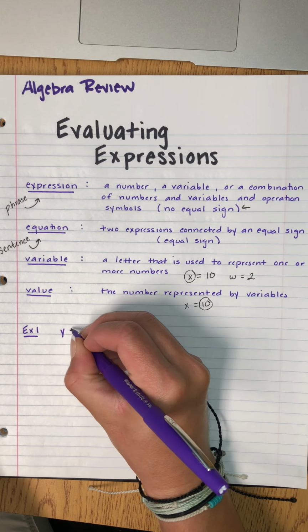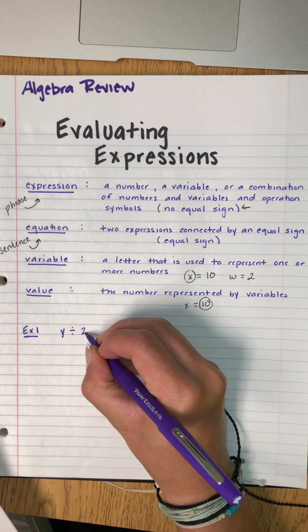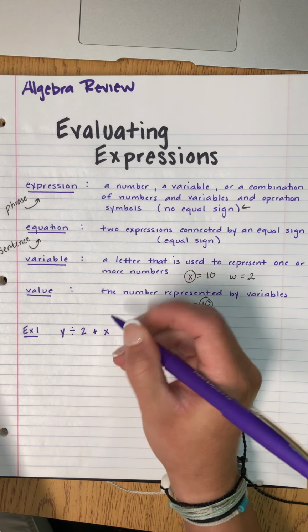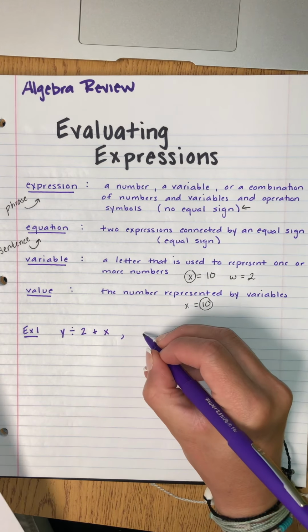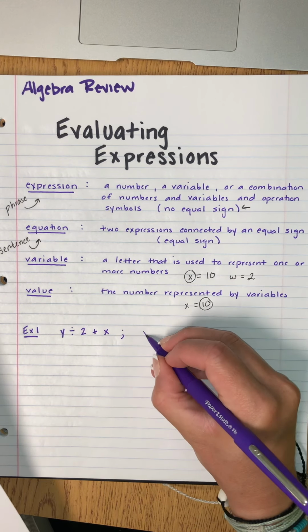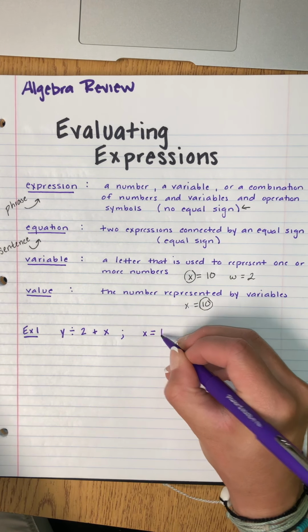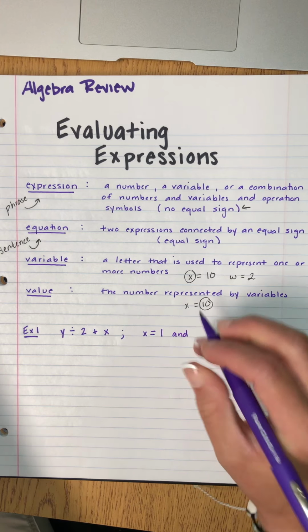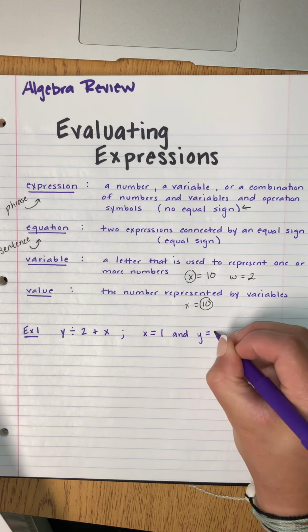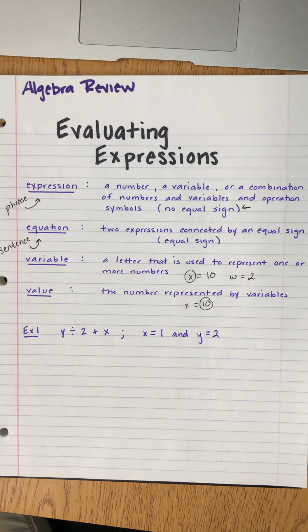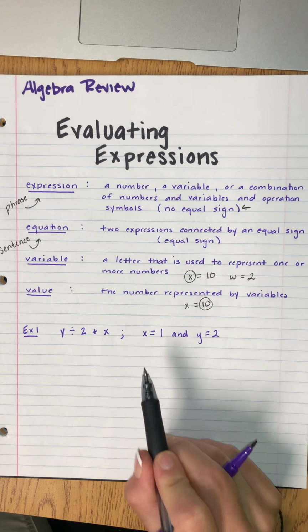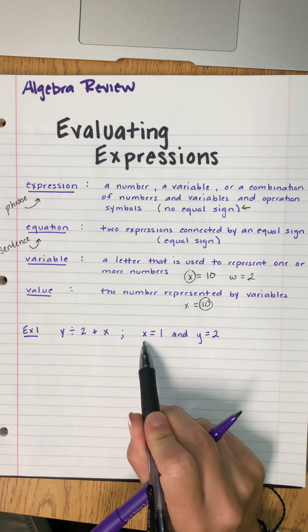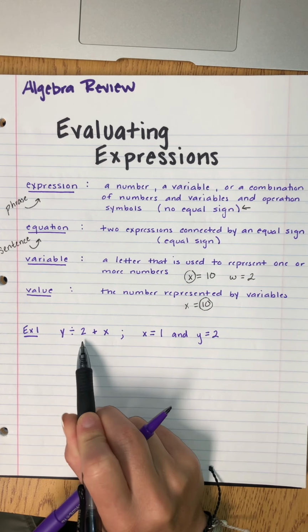Number 1 is going to be y divided by 2 plus x, where x equals 1 and y equals 2. Now this is just a problem from your worksheet. I'm just going to show you how to solve it. So we are going to have to use what we call substitution. We are going to take the value for the variable and plug it in, okay?